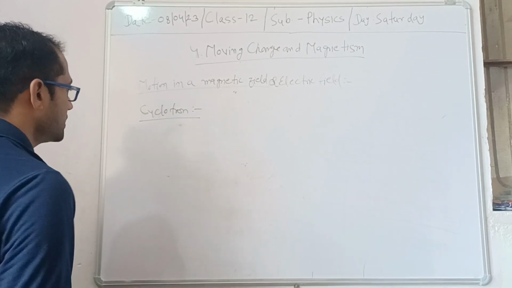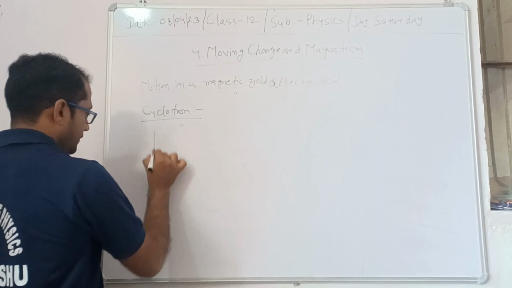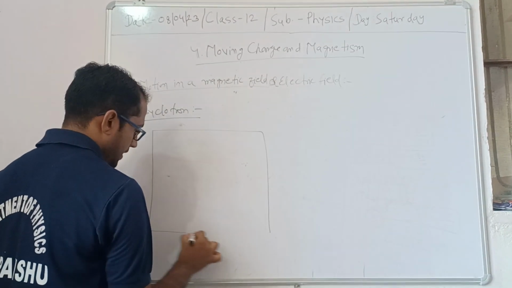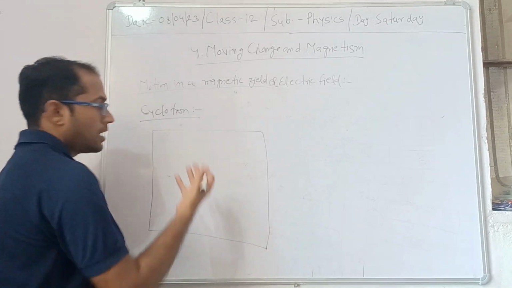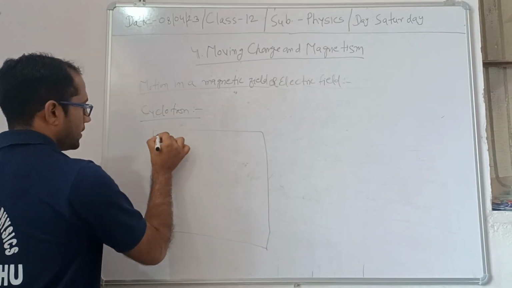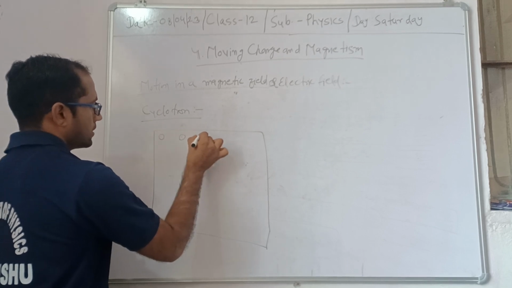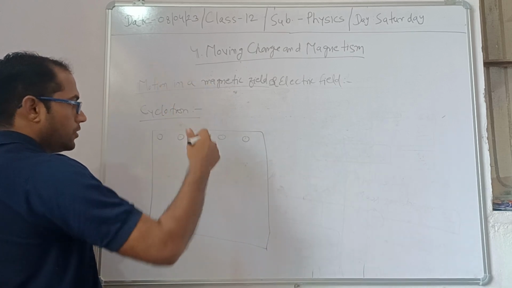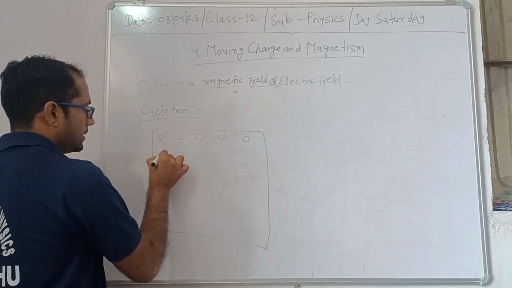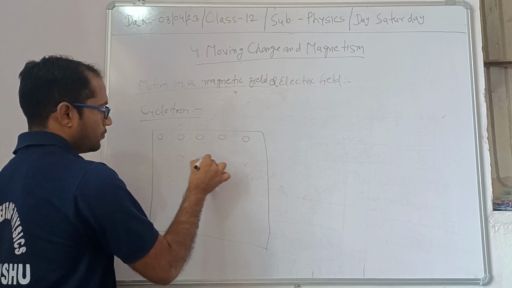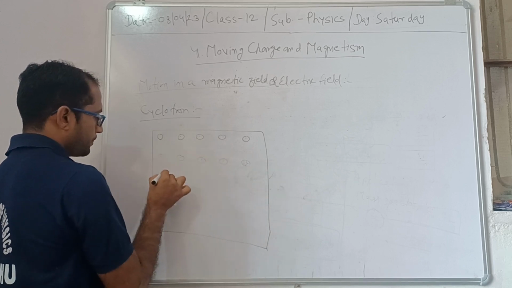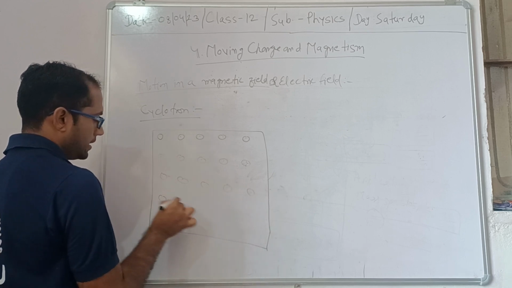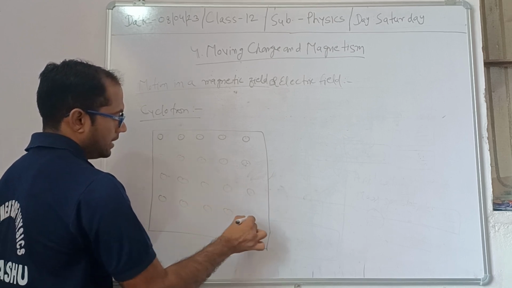The diagram of the cyclotron is like this. There is a very big area, and this area has a magnetic field upward out of the plane. We denote it like this: magnetic field upward out of the plane. If it were downward into the plane, you would put the cross sign, but this is upward, so we put a dot.